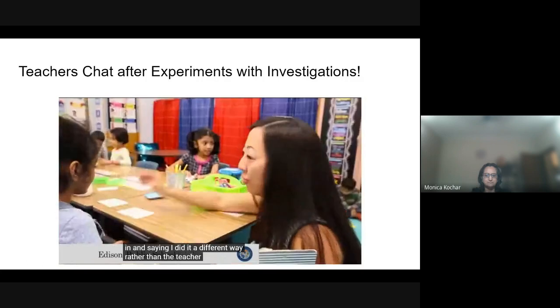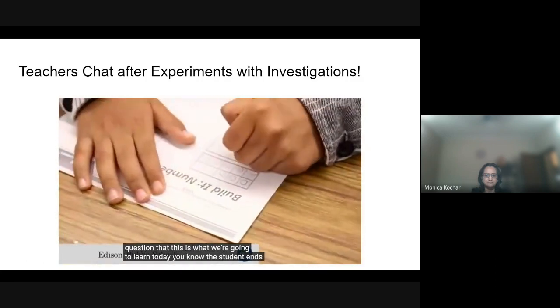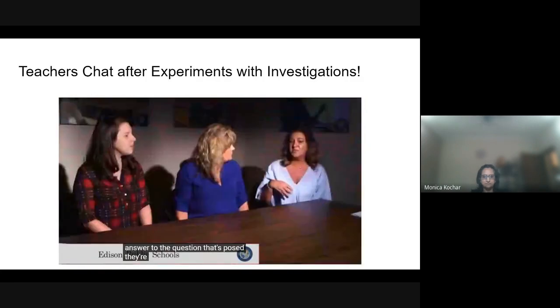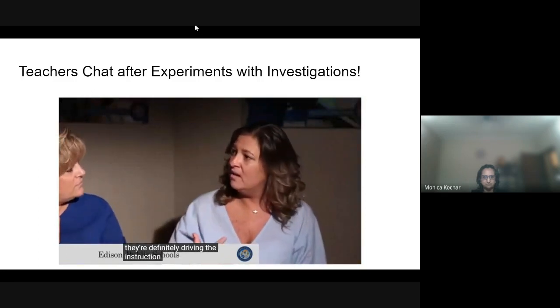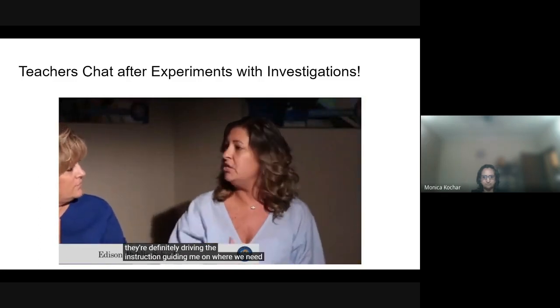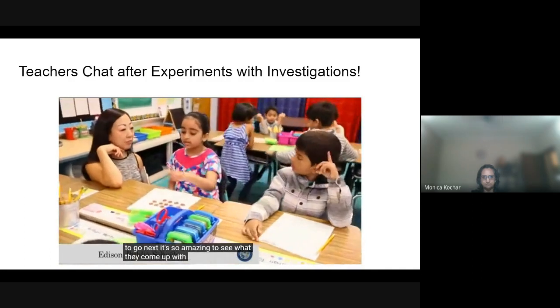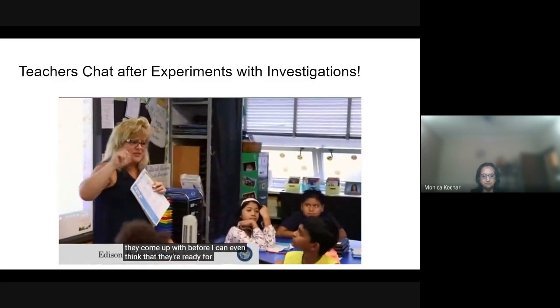Rather than the teacher posing the question that this is what we're going to learn today, the student ends up through exploration finding out the answer to the question that's posed. They're in the driver's seat. They're definitely driving the instruction, guiding me on where we need to go next. It's so amazing to see what they come up with before I can even think that they're ready for that concept.